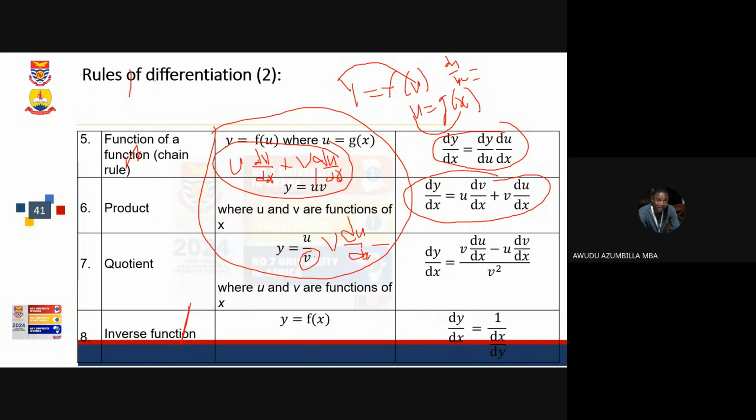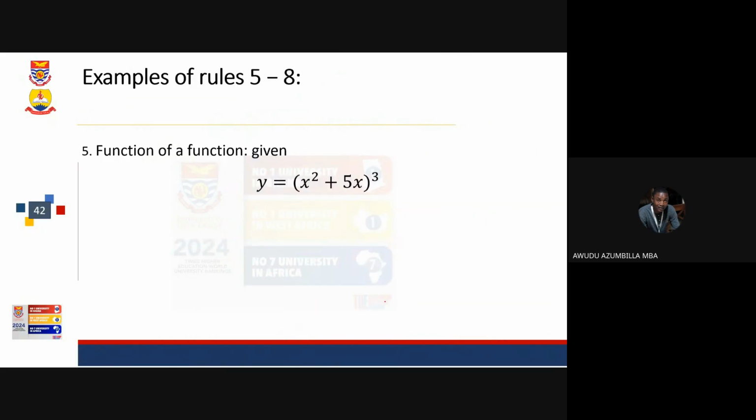Then minus, this time around, you are going to hold the u constant, then you differentiate the v over the x. Then you divide all by what? V squared. This is also another formula. We'll look at an example of how we are going to apply it. Then the last is the inverse function. You take the inverse of the function, and you differentiate it. The inverse of the function is taken the other way around of the function.